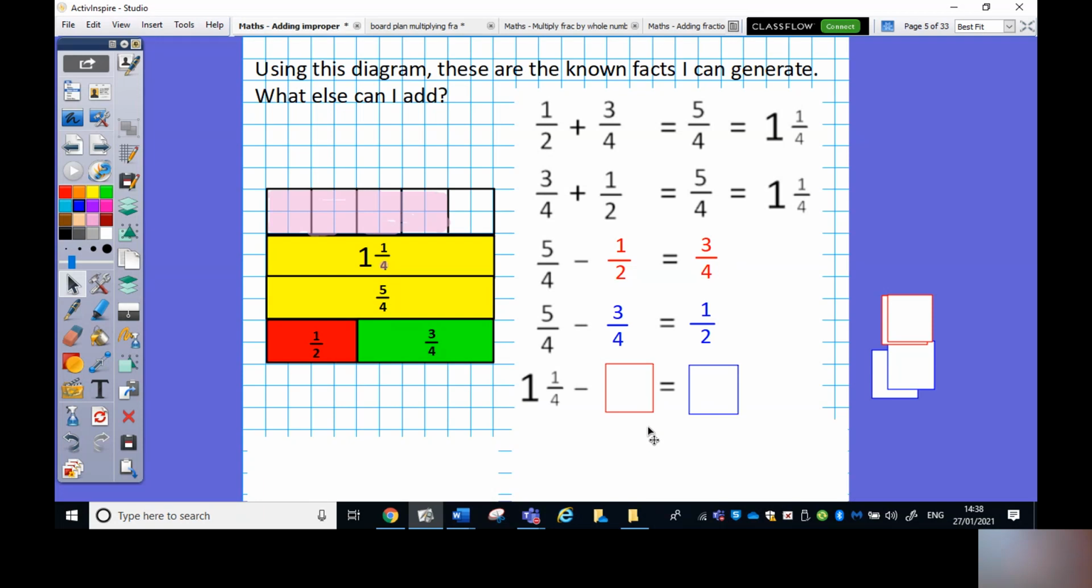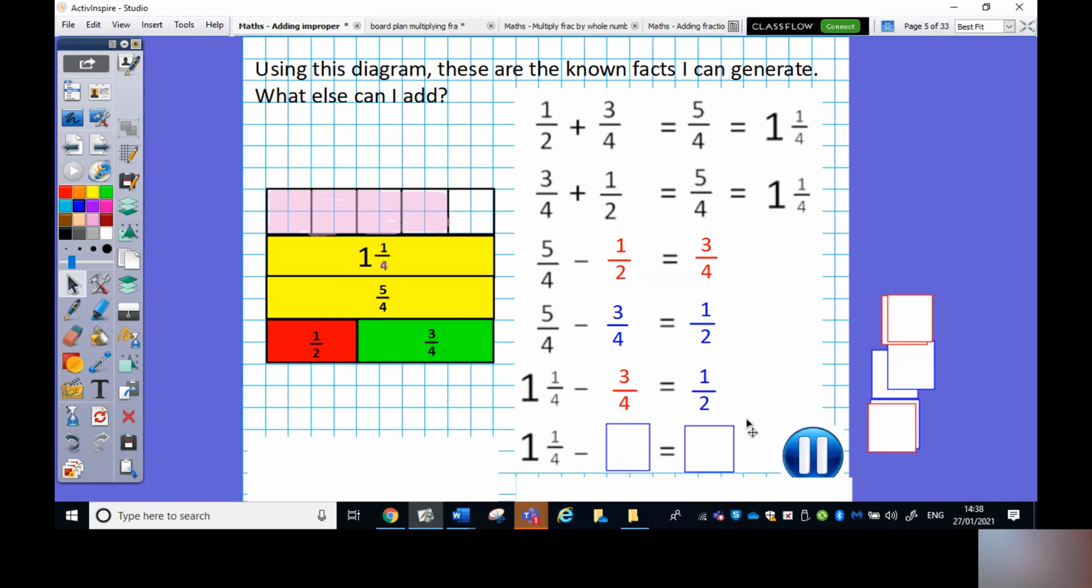What about this one? If I have 1 and 1/4 and I take away 3 quarters, what will my answer be? Are you sure? Let's take a look. Excellent, 1/2. And the final one, let's see if you can write that one yourself. Okay, let's check the answer. Good, 1 and 1/4 take away 1/2 equals. Excellent, 3 quarters. Good job.